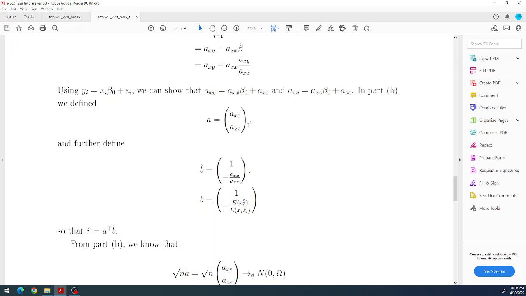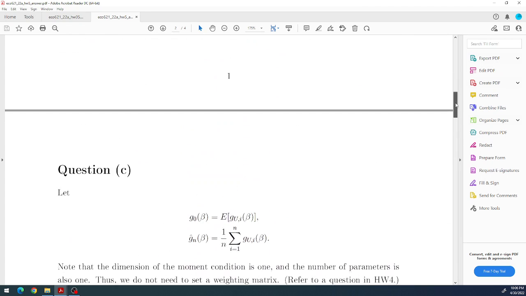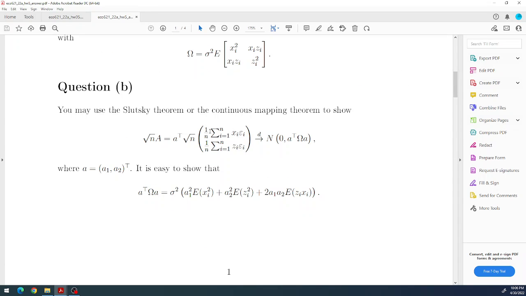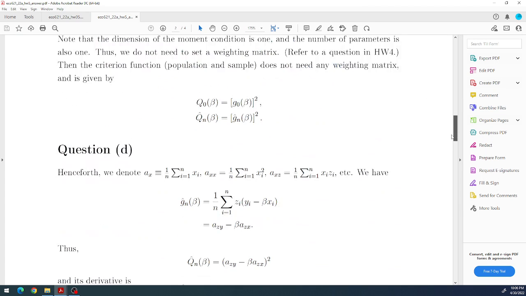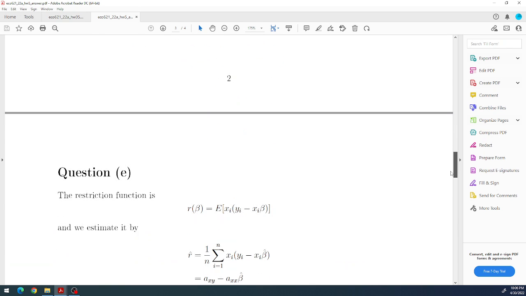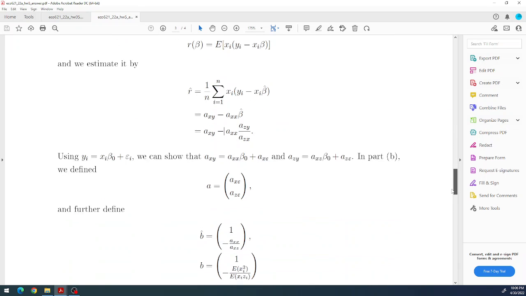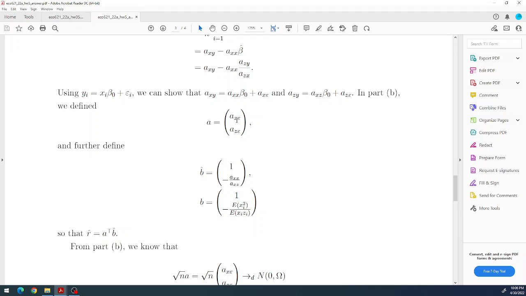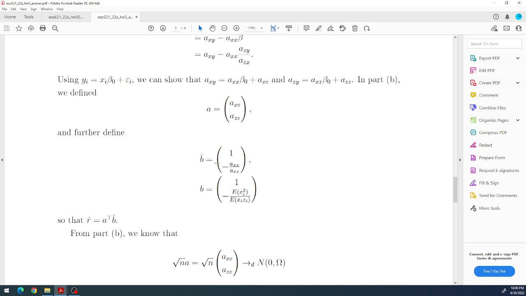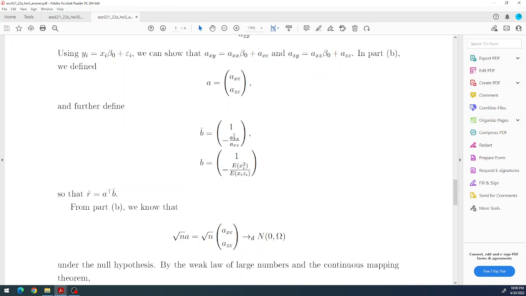Now remember that what's important here is this. This is what we derived in part B. In part B, this is sample average of x epsilon, sample average of z epsilon. We know their asymptotic joint distribution. We know everything about its distribution in the limit. So we know how it behaves. Also, we know b hat here. B hat converges in probability to this.